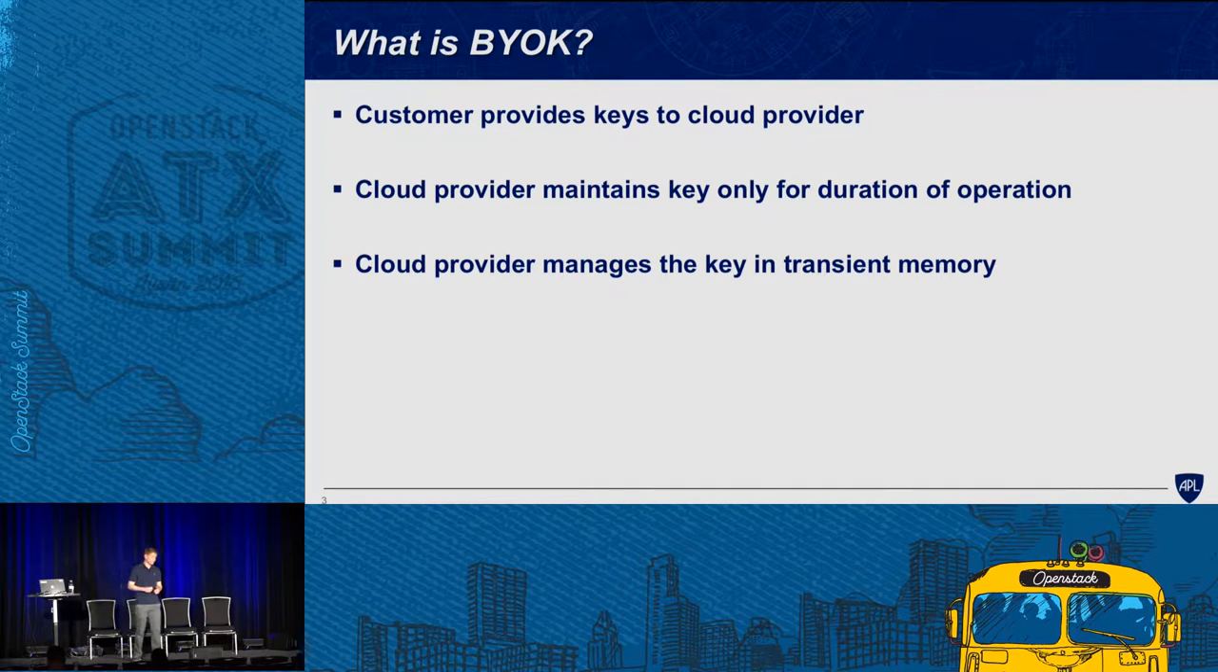So what is bring your own key? For me, it has three basic properties. The first is the customer is going to provide the key to the cloud provider. So anytime you want to do some sort of encryption or digital signature and you want the cloud provider to do that, the customer is going to provide the key to them. Now, when the key is received by the cloud provider, the second property is they're only going to maintain it for the duration of that operation. So you'll tell it to do something, give it the key, it will perform that operation, and then when it's done, it will overwrite the memory where that key was, and that essentially wipes that key from the provider's namespace. So at that point, after the encryption is done, the provider has no knowledge of that key.